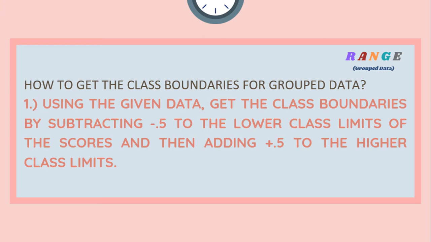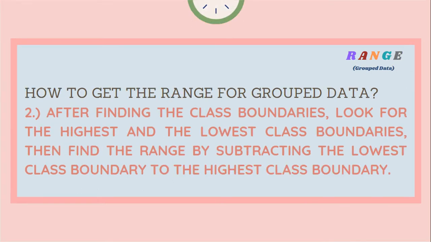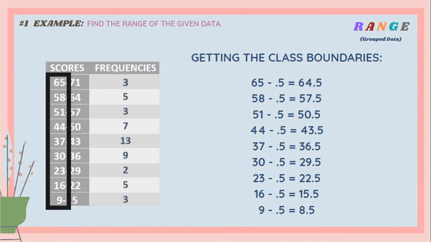Using the given data, get the class boundaries by subtracting 0.5 from the lower class limits of the scores and then adding 0.5 to the higher class limits. Second thing to do after finding the class boundaries, look for the highest and the lowest class boundaries. Then, find the range by subtracting the lowest class boundary from the highest class boundary.